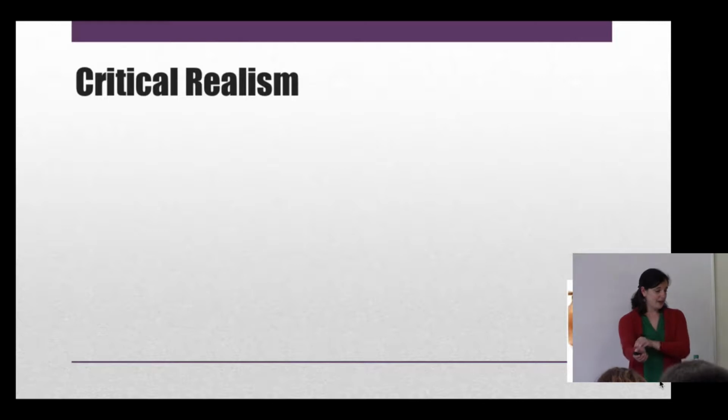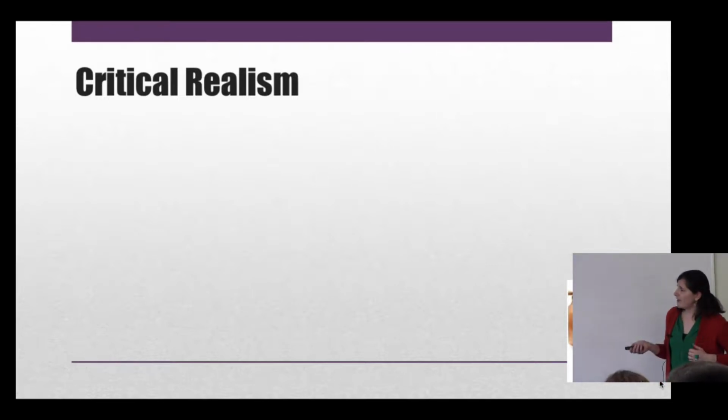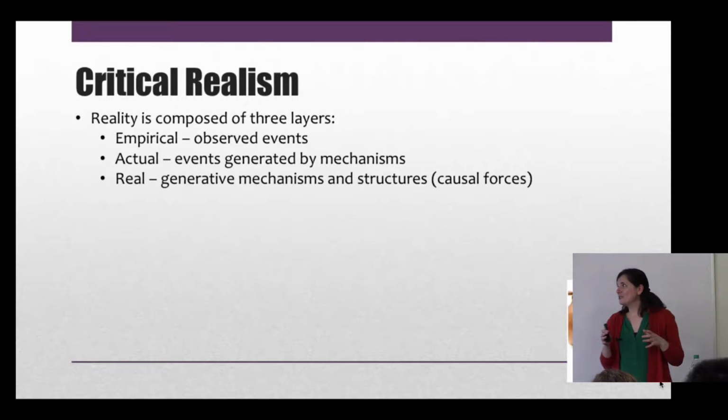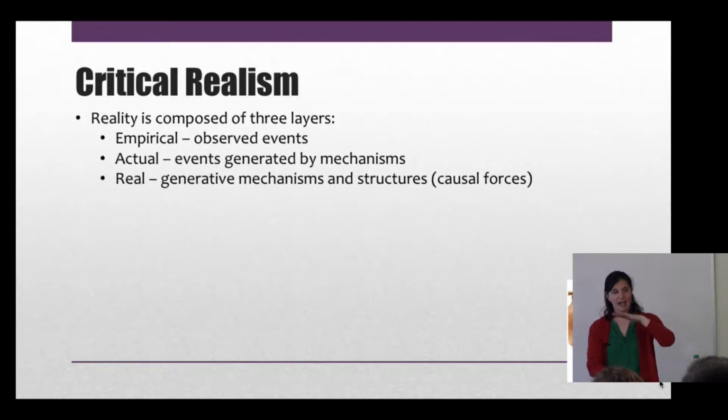Finally, critical realism is interesting, I found, in that those who believe in critical realism have a very different ontology, really, than what I have experienced from a quantitative or a qualitative perspective, which is that reality is composed of 3 layers. The top layer is what we can see, our empirical layer, and way at the bottom, the 3rd layer, is what they call the real layer, these generative mechanisms and structures, and then there's a middle layer of the events generated by these mechanisms. So even what we see is not actually what's happening, and even that is created by something underneath.